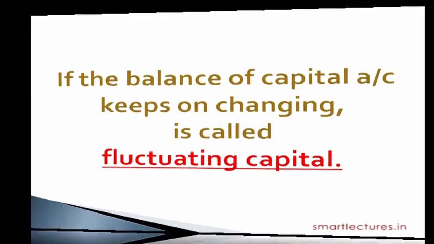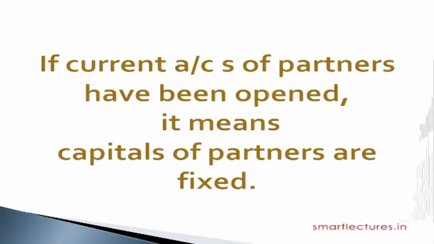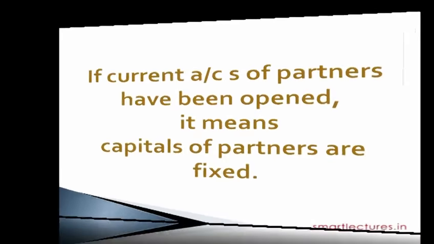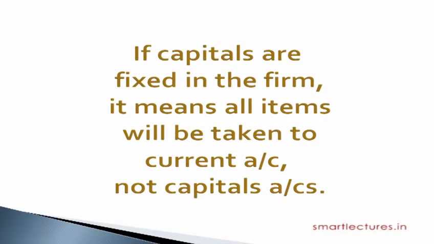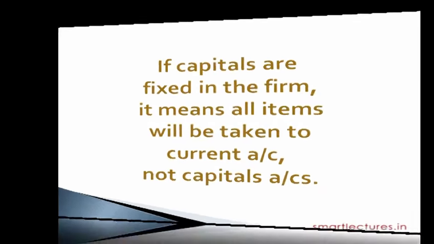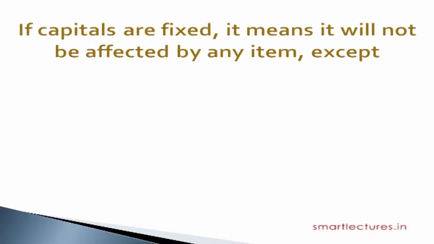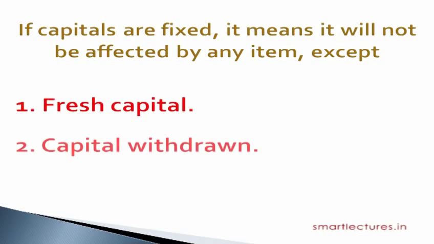This is the minus side of the capital account, meaning those items which reduce the capital of the partner will be shown on the debit side of the capital account. Number one, to cash or bank. If any partner has taken out money from the firm, that will be called drawings. So these drawings will be shown on the debit side.